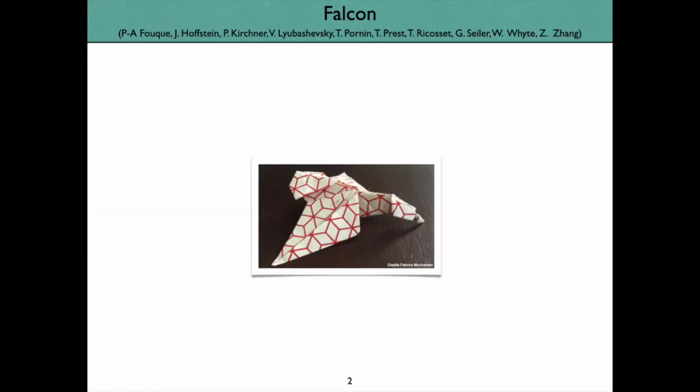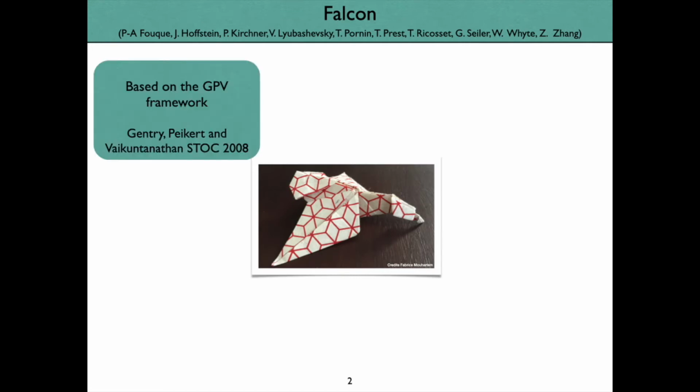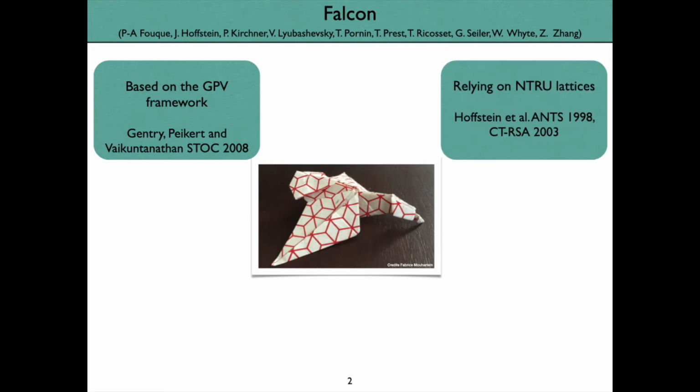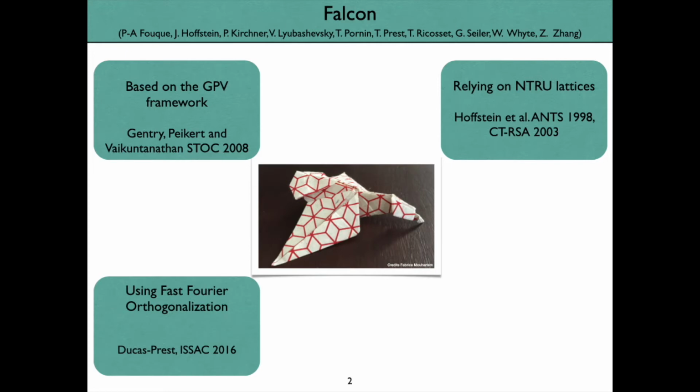Let us start with the motivation of this work, namely Falcon. It is a lattice-based round-3 candidate for the NIST post-quantum standardization process. Falcon is based on the GPV framework, and it is the only hash and sign candidate for the standardization process. It relies on NTRU lattices and fast Fourier orthogonalization.